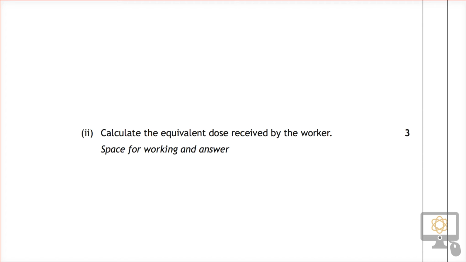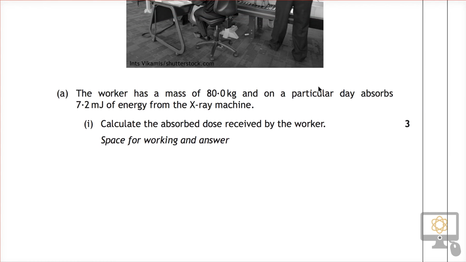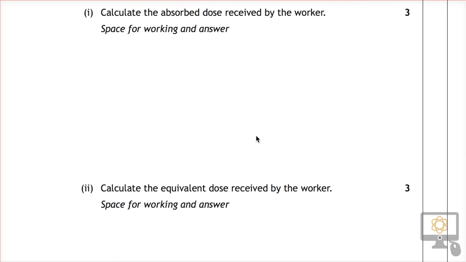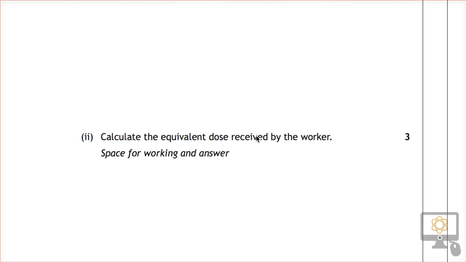Okay, so we're going to be looking at question 8a part 2 from the 2014 National 5 physics paper. That relates to this airport worker with an X-ray machine, and we've just calculated in part 1 the absorbed dose. Remember the absorbed dose is in grays and it was a value of 9.0 times 10 to the minus 5 grays. So the question is now: calculate the equivalent dose received by this worker.